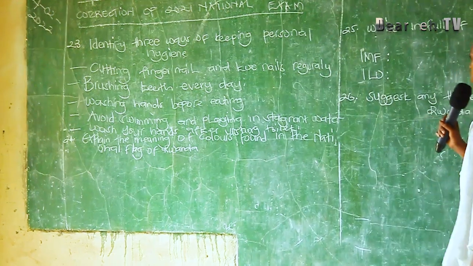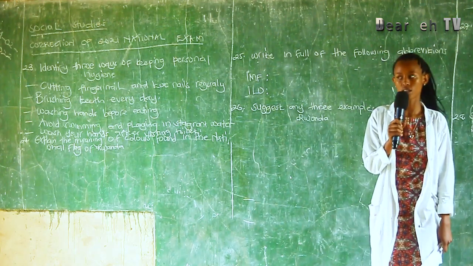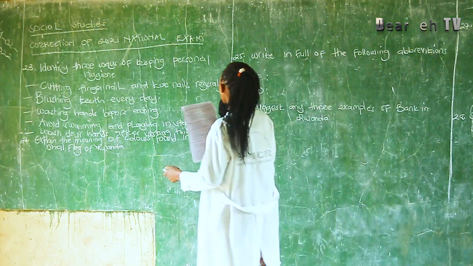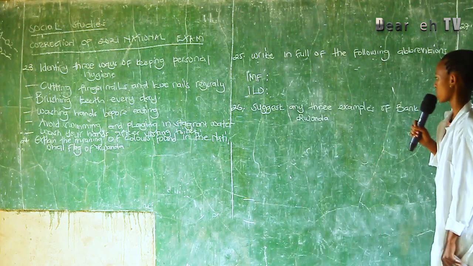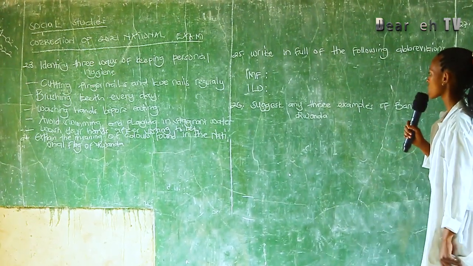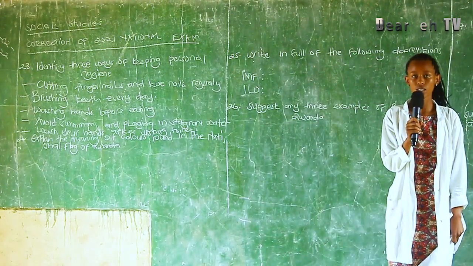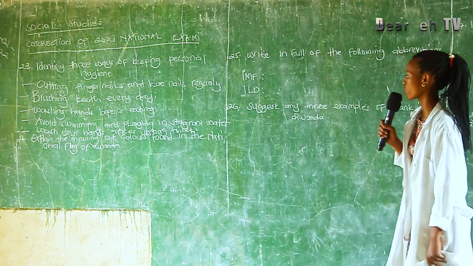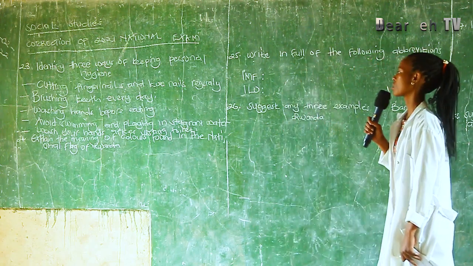So this is question number 23, which states that identify three ways of keeping personal hygiene. Point number one, cutting fingernails and toenails regularly. Then point number two, brushing teeth every day. Then point number three, washing hands before eating. Point number four, avoid swimming and playing in stagnant water. Point number five, wash your hands always after visiting a toilet. So that one was question number 23.